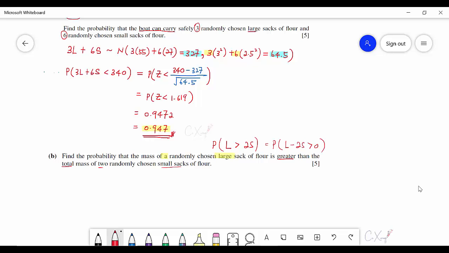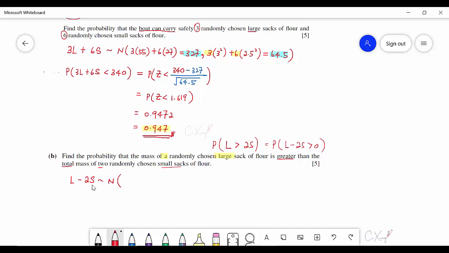Okay, and therefore, to calculate this probability, we need to get the mean and variance for L minus 2S first. Okay, so again, we will start here. L minus 2S. They are still normally distributed. Again, I want to emphasize here that the 2S here should be S1 plus S2. It is the addition for 2S. Alright.